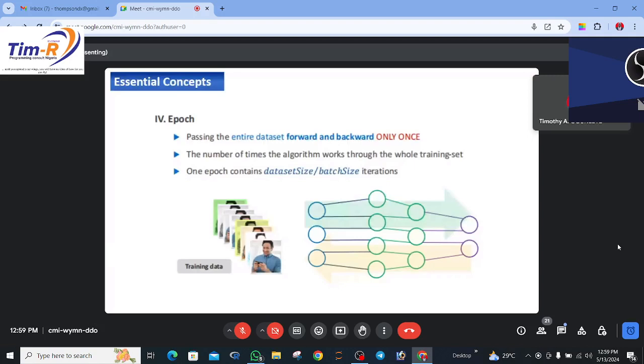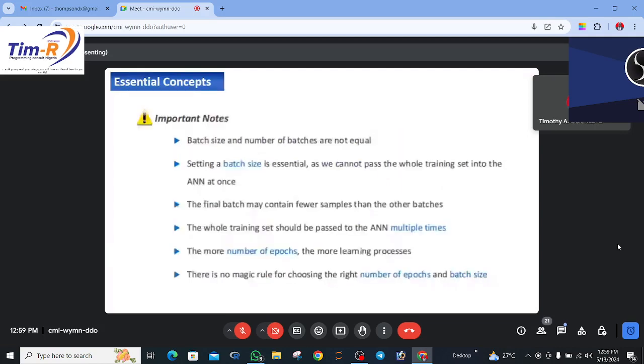There's something we need to note. The batch size and number of batches are not equal. Take note of that. They are not equal. Batch size means you are specifying the number of data points we want in a batch. But the number of batches is different.